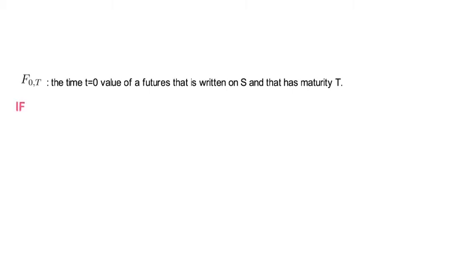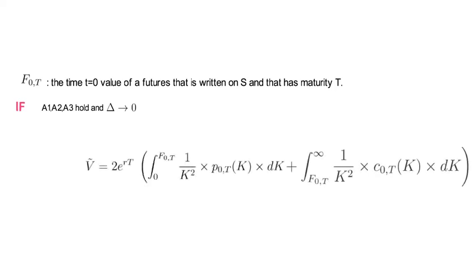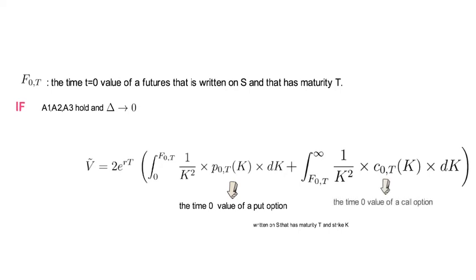One could prove that if assumptions A1, A2 and A3 hold, and if the delta, the time increment, goes to 0, then V tilde takes that particular solution which you now see, where P0T of K is the time 0 value of a put option written on S that has maturity capital T and a strike level of K. Similarly, C0T of K is the time 0 value of a call option written on S that has maturity capital T and strike K.